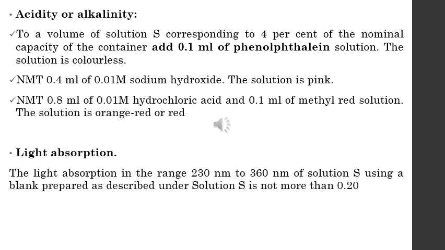Now if we titrate it with 0.01 molar hydrochloric acid and 0.1 ml of methyl red solution, the volume of hydrochloric acid required should not be more than 0.8 ml, and the solution is orange red or red in color. For light absorption, the absorbance is taken in the range of 230 to 360 nanometers. We have to prepare solution S and a blank, and the absorbance should not be more than 0.2.